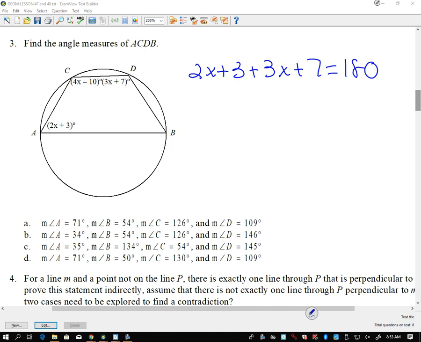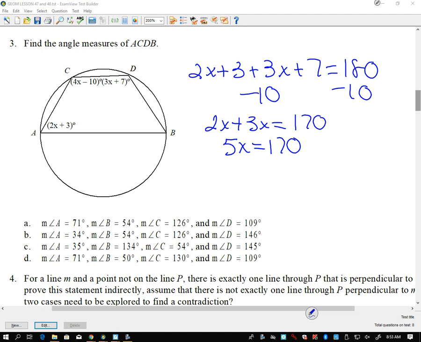Okay, so combine like terms and then subtract from 180. So 3 plus 7 is 10, so I'm going to subtract 10 from both sides. Is that right? All right, so that gives me 2x plus 3x equals 170. Okay, so 5x equals 170. Now what? Divide by 5. X equals 34 degrees.